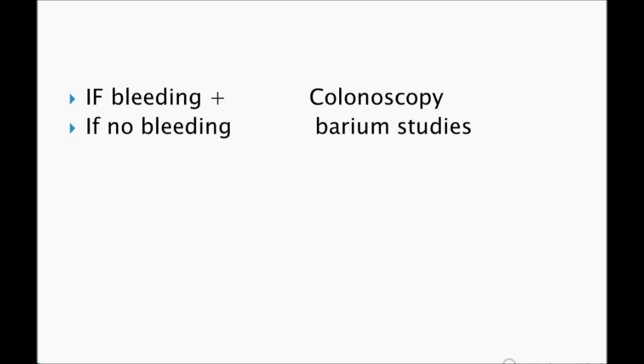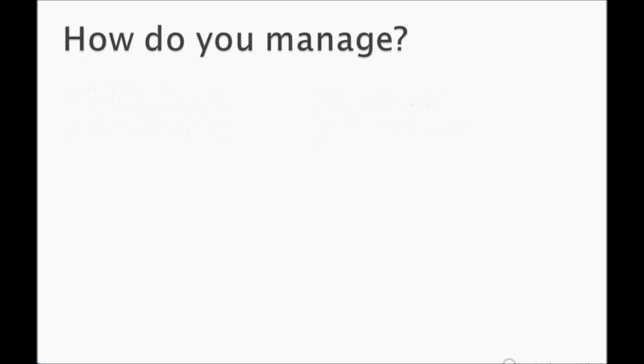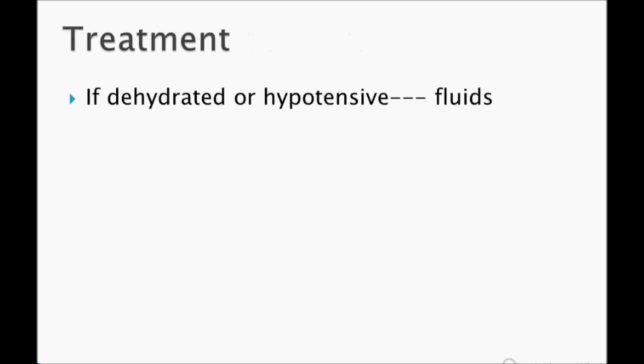So if you are given the option, try to click colonoscopy. Colonoscopy is far better than barium studies. How do you manage? Very important. If they give the history of a 70 year old who comes with painless bleeding and left lower quadrant pain, then you think of diverticulosis.